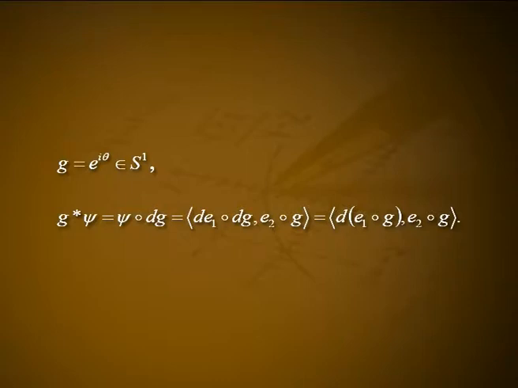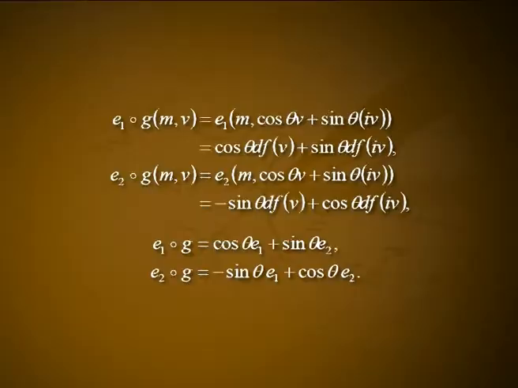Proof. Let us prove the invariance first. For g equal to e raised to i theta, an element of S1, g star psi is equal to psi composite dg, which is equal to the inner product <dE1 composite dg, E2 composite g>, which is equal to <d(E1 composite g), E2 composite g>. But for (m,v) an element of S(M), E1 composite g of (m,v) is equal to E1(m, cos theta v plus sin theta iv), which is equal to cos theta df(v) plus sin theta df(iv), and E2 composite g at (m,v) is equal to E2(m, cos theta v plus sin theta iv), which is equal to minus sin theta df(v) plus cos theta df(iv).